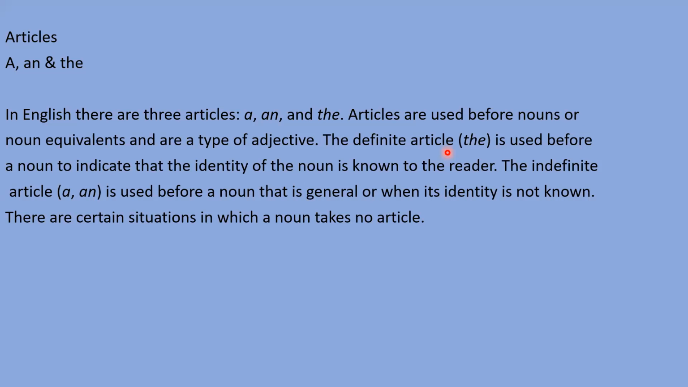Suppose we are in the class and I say to you, please open the window. It means I want to show that about which window I am talking, you also know that. Or it can be possible according to the situation, there is only one window, or only one window is closed. Okay. So if I say, please open the window, it means I'm talking about a definite window.